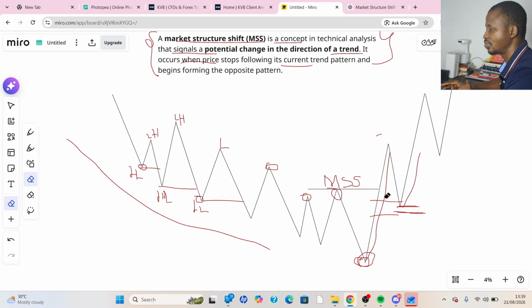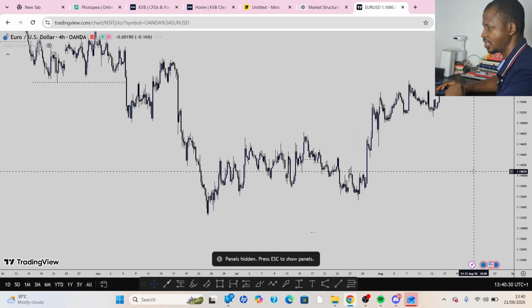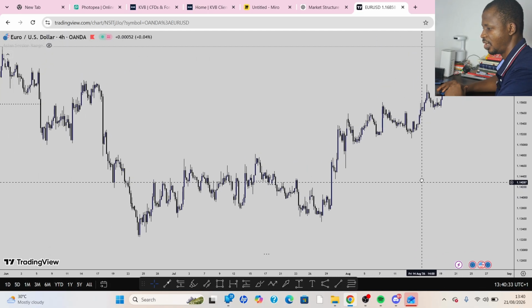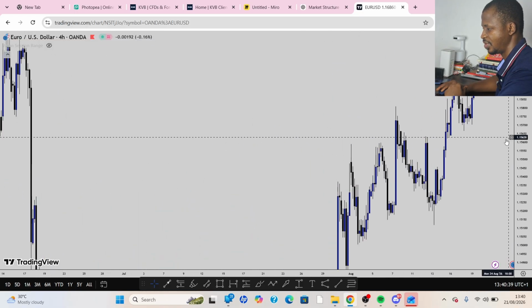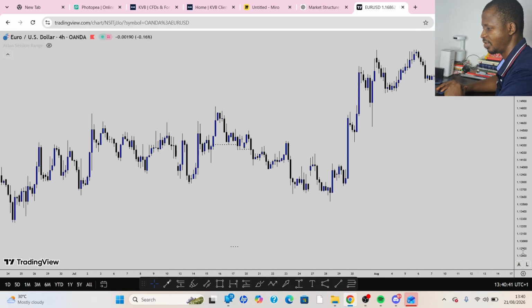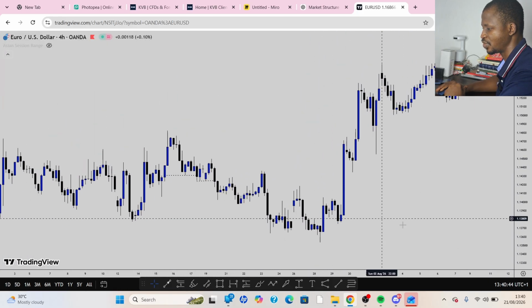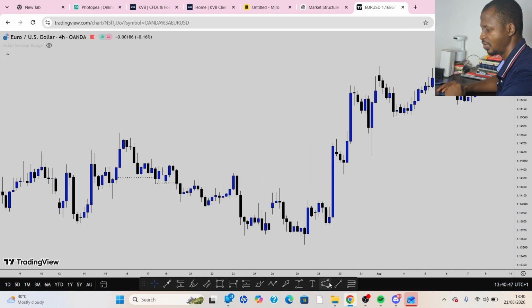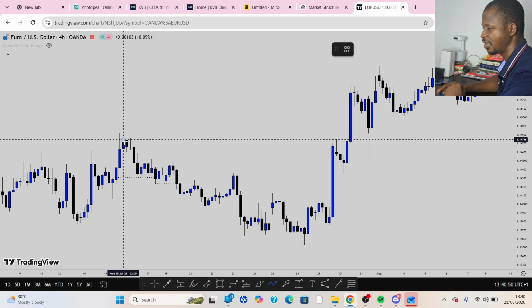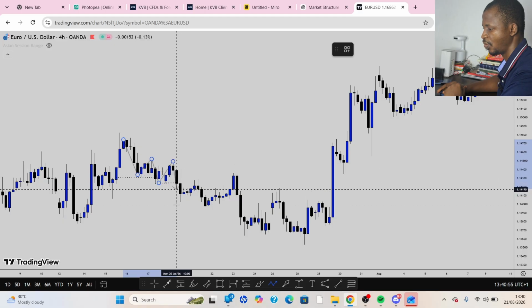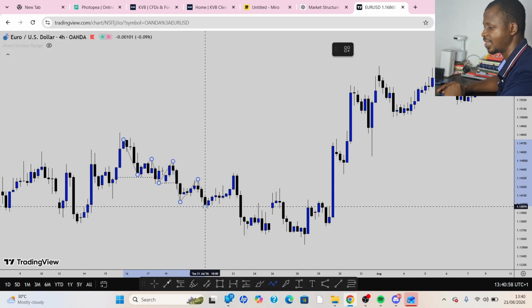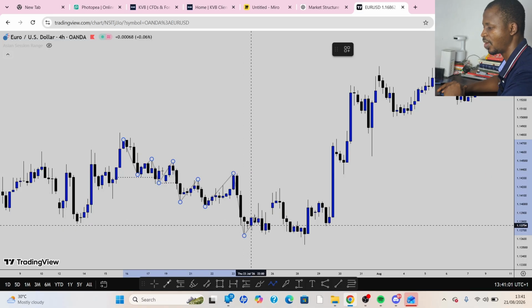So let's continue. Let me go to my board, to my USD. You can see clearly this is Euro USD. Look at this particular example right here. What can you see? What is the price doing here? You can see clearly that before the price starts pushing towards the upside for this particular movement, the price has been forming a series of lower lows. Lower high, lower low, lower high. So the market has been in a consistent downtrend, printing lower low, lower high.